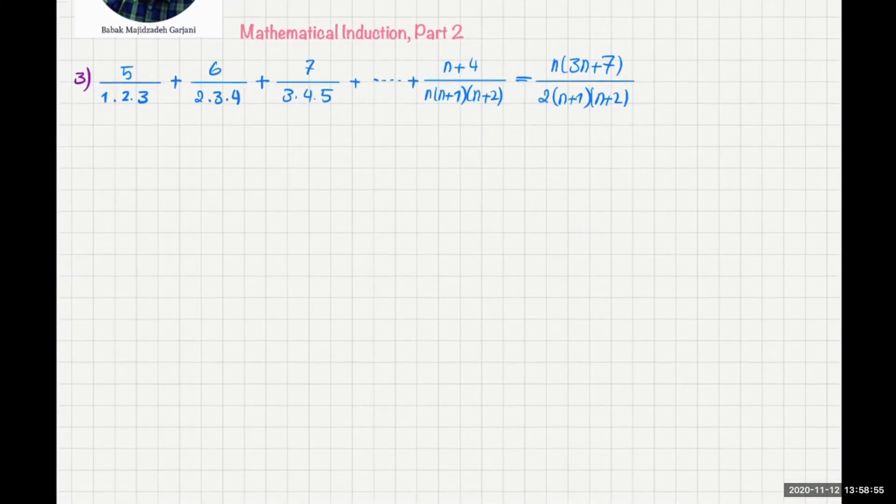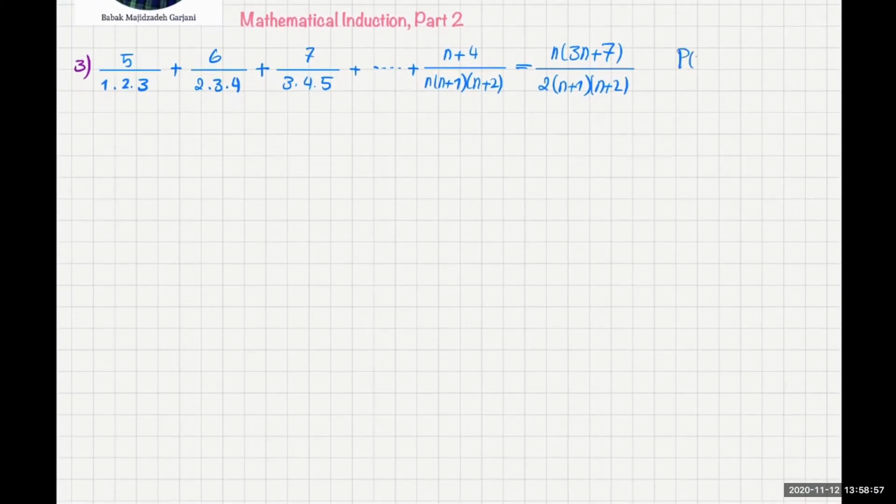Okay, so what I do, I call this one Pn again. This is what I want to prove. So the first thing that I do is to calculate it, to check the validity of P1. Is it true or false? Okay, so what is P1? If you put 1 here, this becomes 5. The denominator becomes 1 times 2 times 3. And that's exactly the first term. Okay, so it means that when I give n equal to 1, only the first term on the left-hand side will be involved.